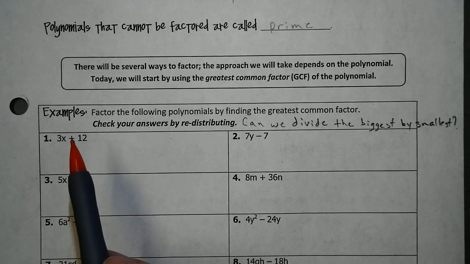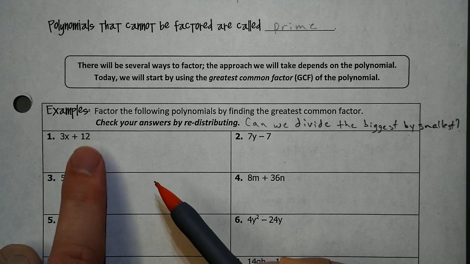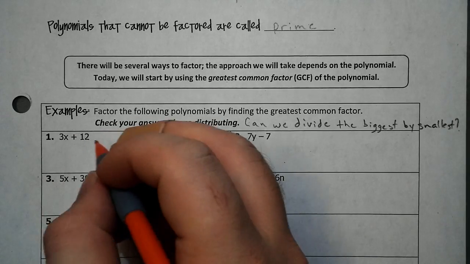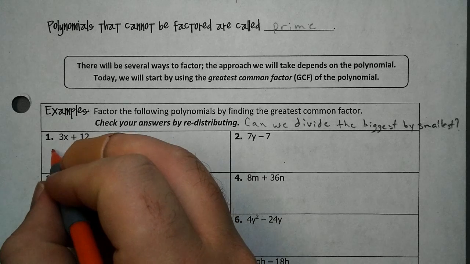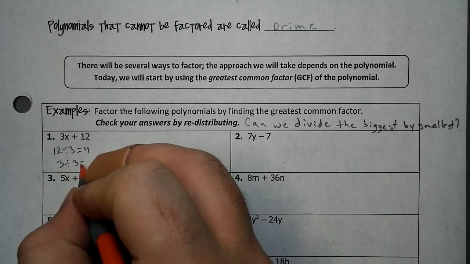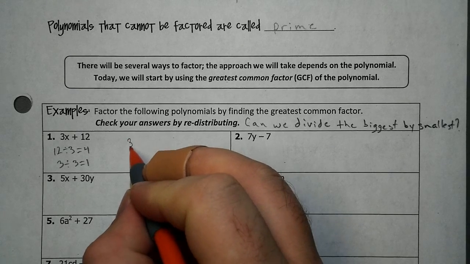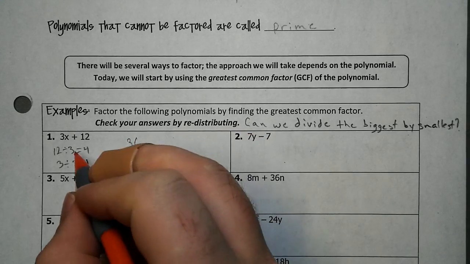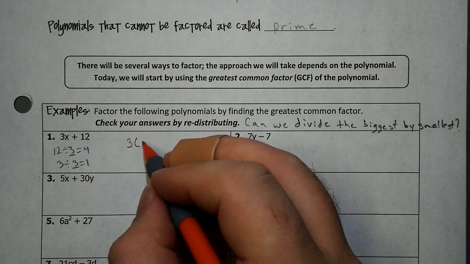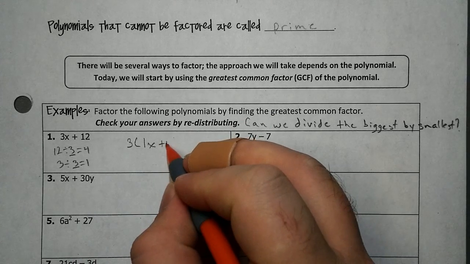This first one, 3x plus 12. Well, the first thing we're going to do is look at the numbers, 3 and 12. Can I do 12 divided by 3? Yes or no? Yes. So, 12 divided by 3 is 4, and obviously 3 divided by 3 is 1. So when I divide that out, I'm going to put the number I divided out outside the parentheses, 3, because that's what we divided by, right? Parentheses, and then when I do 3 divided by 3, I get 1, so that's going to be 1x, and then 12 divided by 3 was 4, plus 4.